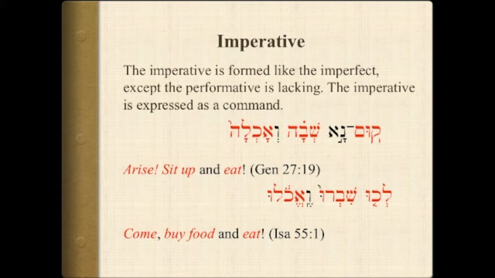The imperative is formed like the imperfect, except the little part that you put on the beginning, the preformative, is lacking. And the imperative is expressed as a command directly to someone. So here we have three in a row: "Arise, sit up and eat." Or "Come, buy food and eat." These are all the imperative, and they will be expressed as a command.